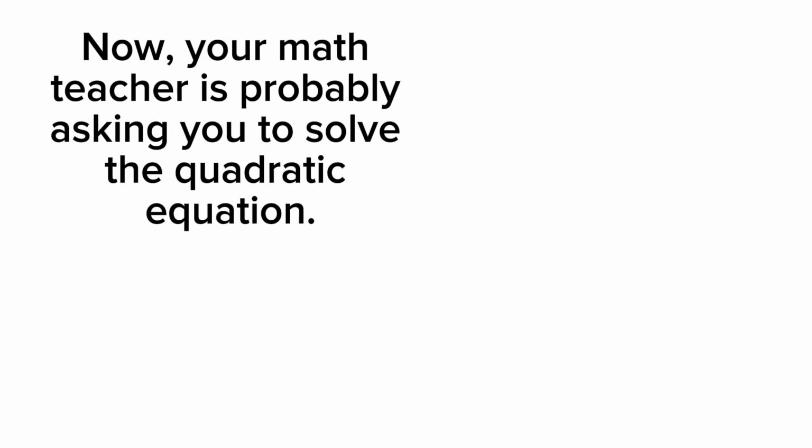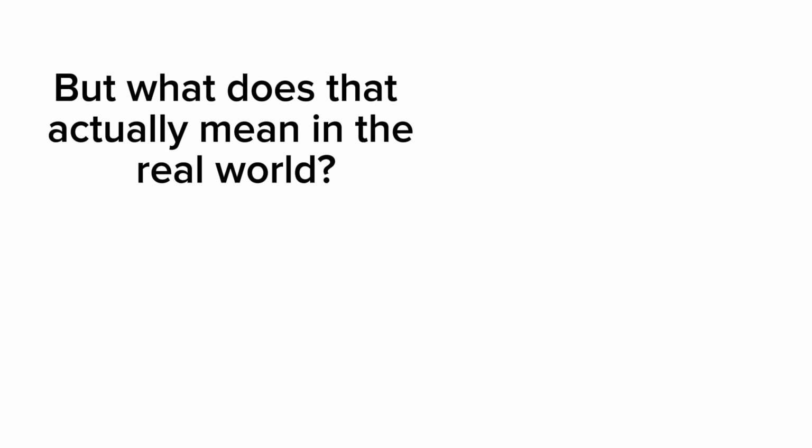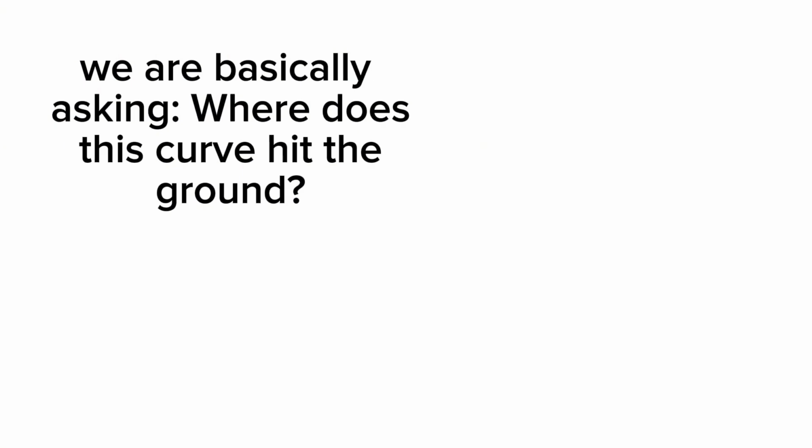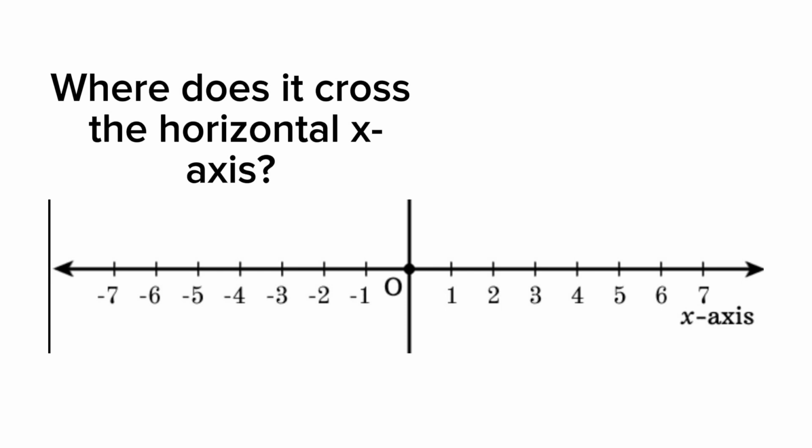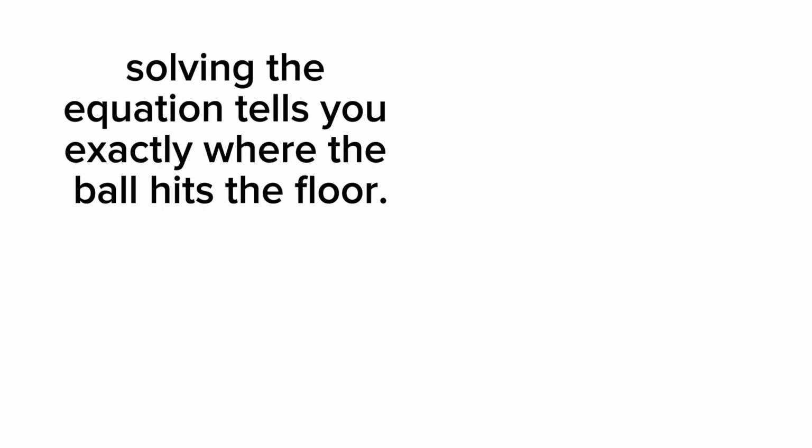Now, your math teacher is probably asking you to solve the quadratic equation. But what does that actually mean in the real world? When we set the equation to equal 0, we are basically asking, where does this curve hit the ground? Where does it cross the horizontal x-axis? These crossing points are called the roots, or x-intercepts. If you're tossing a ball, solving the equation tells you exactly where the ball hits the floor.